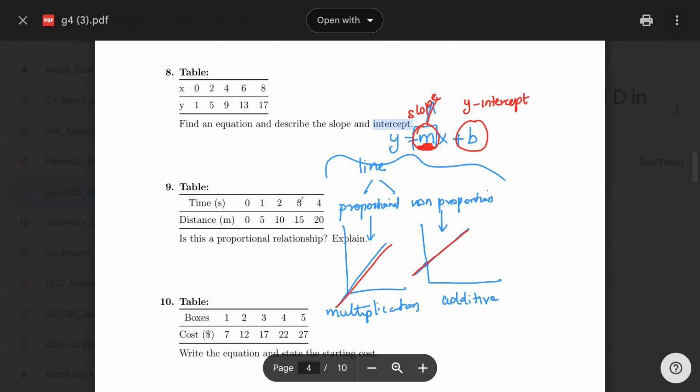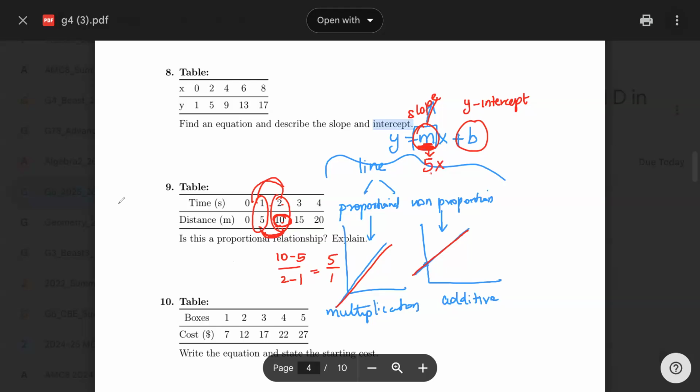To find out m, what did we do? We picked up 2 points. Then from the end, we just subtracted 10 minus 5. How did the y value change? How did the x value change? 2 minus 1. So it is 5 by 1. So instead of m, I put 5x.